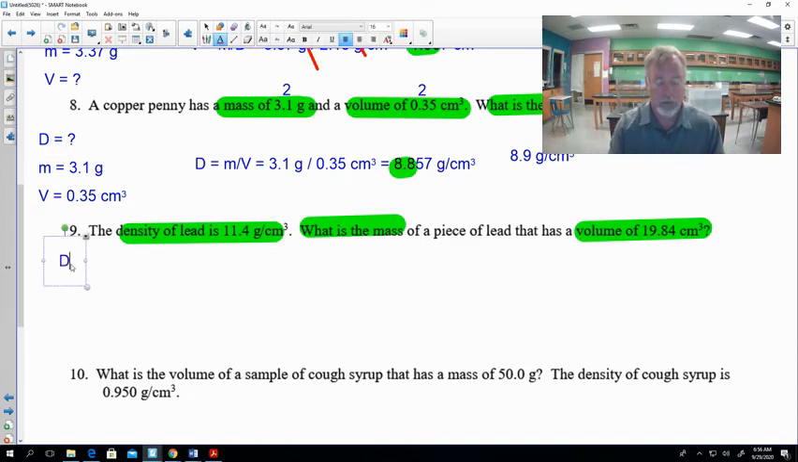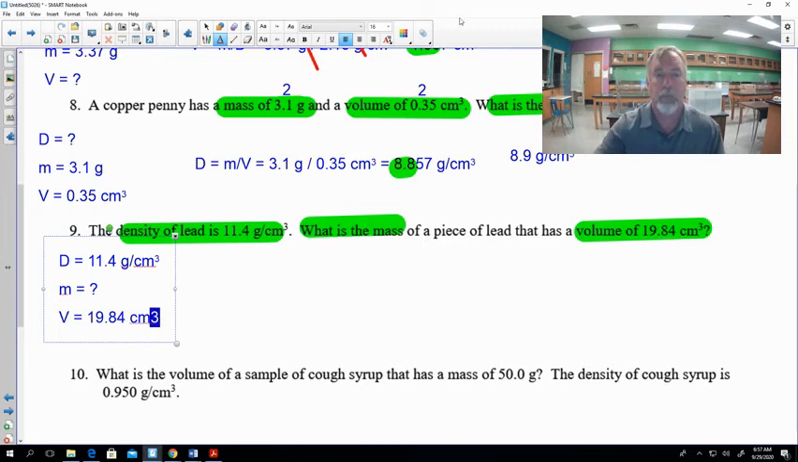So let's plug in what we know from the problem. The density is 11.4 grams per cubic centimeter. What's our mass? That's what we're looking for. What's our volume? 19.84 centimeters cubed. All right, we're looking for mass.